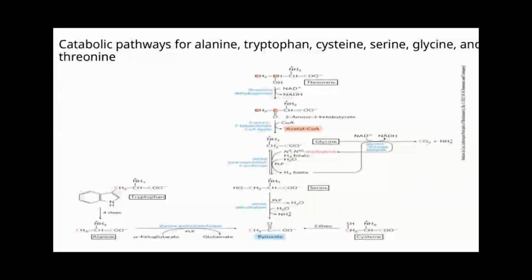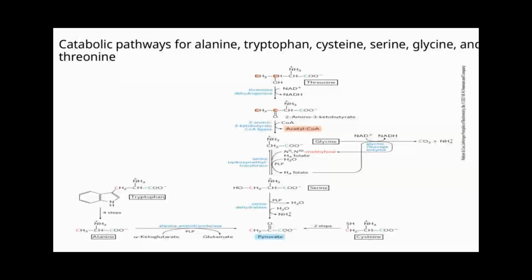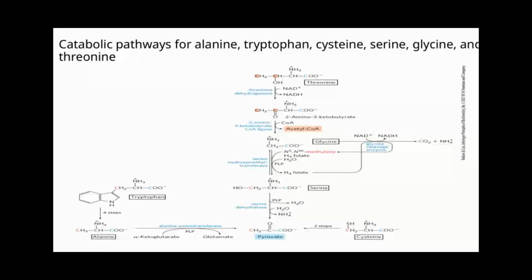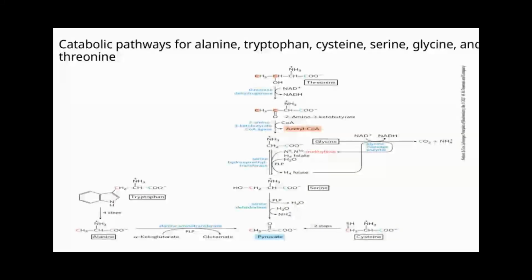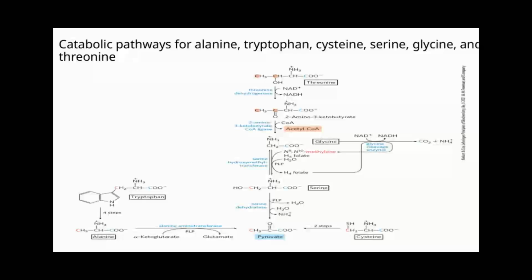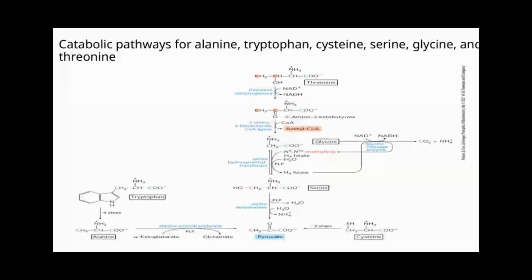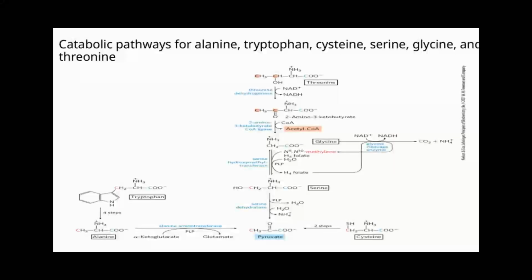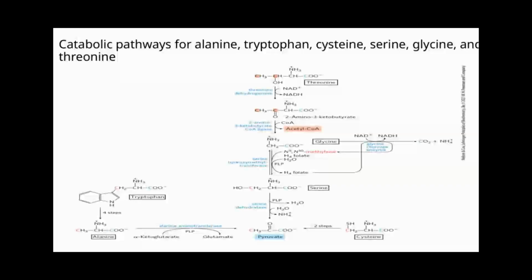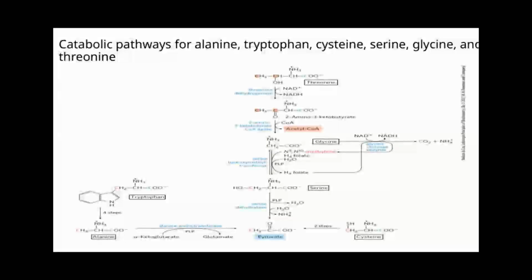Tryptophan, on the other hand, can be degraded into molecules that serve as precursors for neurotransmitters like serotonin. Cysteine breakdown involves pathways that contribute to the synthesis of important compounds like glutathione, a key antioxidant. Serine and glycine are interconnected in their catabolism, often feeding into one-carbon metabolism, which is vital for nucleotide synthesis and methylation reactions. Threonine, meanwhile, can be broken down into compounds that enter energy-generating pathways. Overall, understanding these pathways highlights how amino acids are not just building blocks for proteins, but also crucial players in metabolic regulation and energy production.